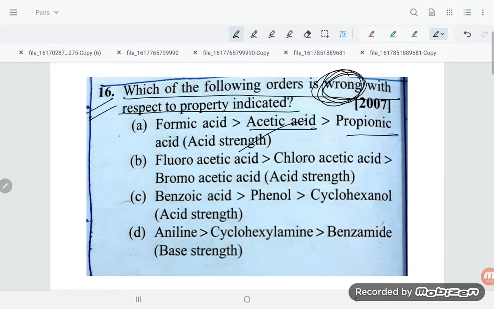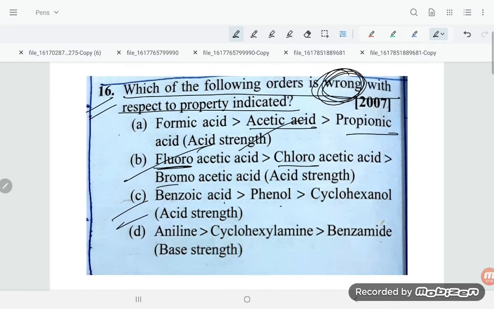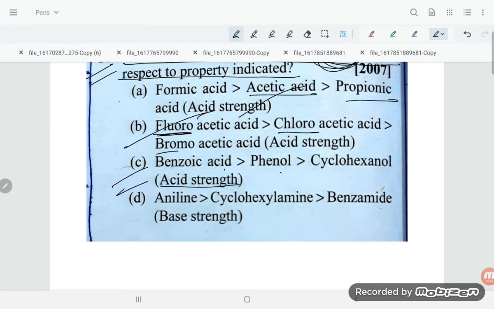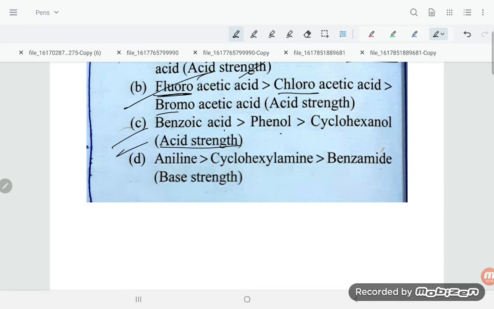Fluoroacetic acid, chloroacetic acid, bromoacetic acid. So fluorine is strongly electronegative, then chlorine, then bromine, so this is also correct. Benzoic acid, phenol and cyclohexanol. So benzoic acid, then phenol, because the acidic group is there, and then cyclohexanol, this is also correct. Now this is the acidic strength. Now aniline. Aniline is more basic? No, aniline is less basic, student, because of sp character. Cyclohexylamine and benzamide. This is not correct, student. This is the wrong order.